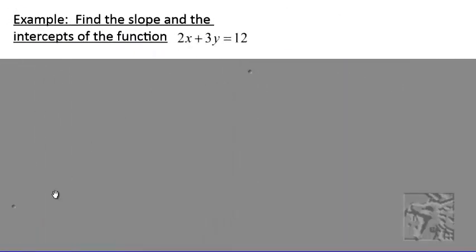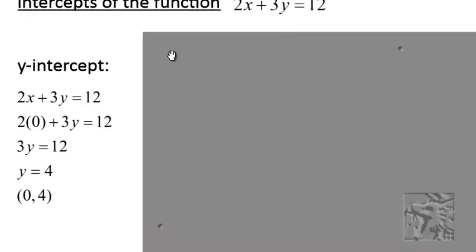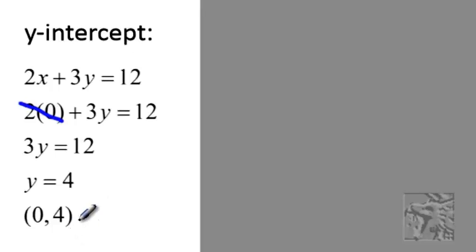All right, now this one's in standard form, so let's talk about the slope and the intercepts again. Let's talk about the y-intercept first. Regardless of the form that the function is written in, this one's in standard form, the fact is still the same, that the y-intercept occurs when x is 0. So in this equation right here, I'm going to put a 0 in for x and solve for y. So 2 times 0 plus 3y equals 12. So that's 0 there, that goes away, and I have 3y equals 12 left. Divide both sides by 3, and I get y equals 4. So the y-intercept is (0, 4).